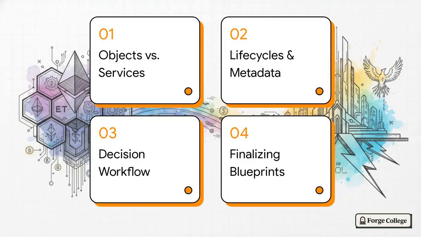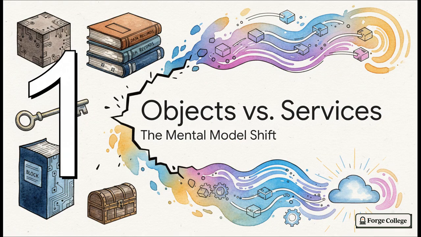Here's our architectural drafting plan for today. First, we're looking at objects versus services. Second, life cycles and metadata. Third, the decision workflow. And finally, finalizing our blueprints. All right, section 1, objects versus services, and the big mental model shift.